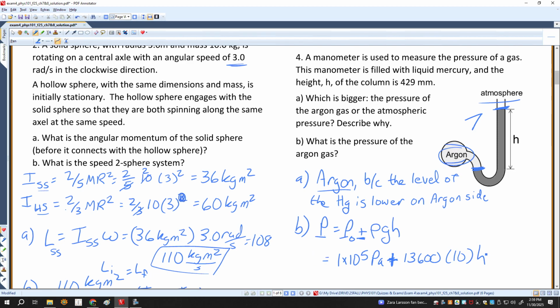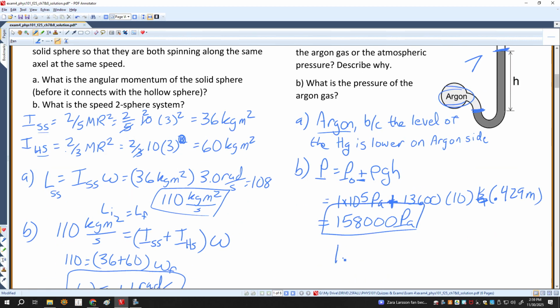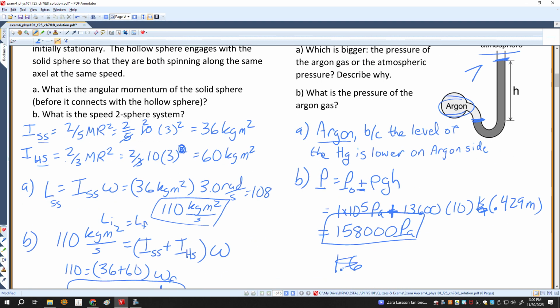h is what I'm looking for. Oh wait, no, I'm looking for the pressure. h is given as 429 millimeters. That's 0.429 meters. Move that decimal place 3 spots. And then that gives me the pressure, which is 158,000 pascals. That's the right answer. Or you could express it in atmospheres, 2 sig figs. Oh, it's like 3 sig figs, 1.58 atmospheres. I move it over 5 decimal places.